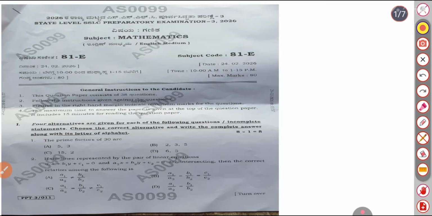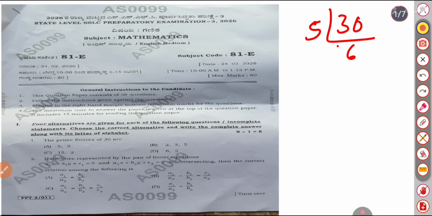To find prime factors, let us write 30 and find the factors. It is divisible by 5, so 5 times 6 is 30, and 2 times 3 is 6. What are the factors? 5, 2 and 3 are the factors. So option B is the correct answer.